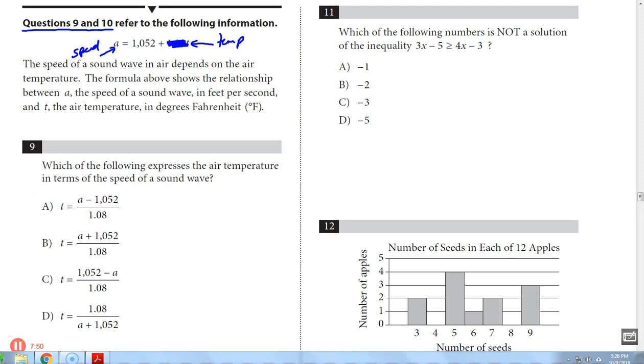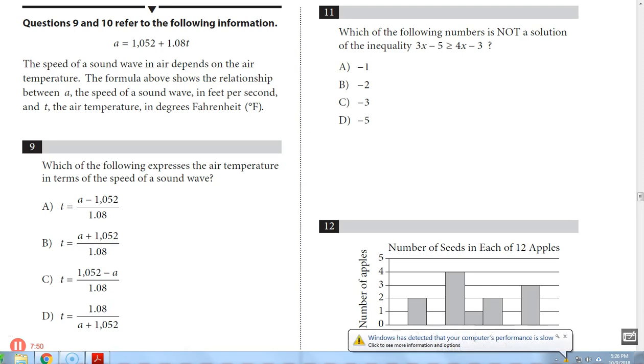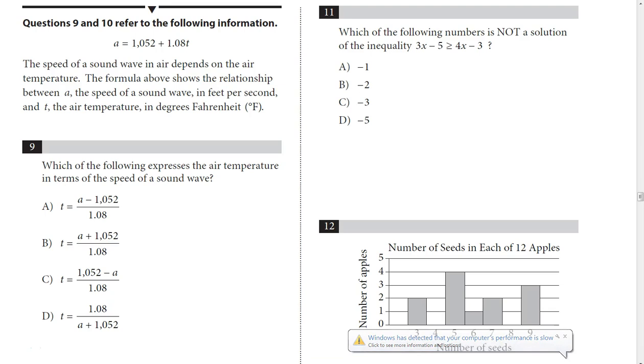And then it looks like as T gets bigger, for every 1 degree Fahrenheit, I would add 1.08 feet per second to that. So it looks like the hotter it is, the faster sound travels. So let's see what the question is. Number 9 says, which of the following expresses air temperature in terms of speed? This is a common idea here on the exam. They want temperature in terms of speed.